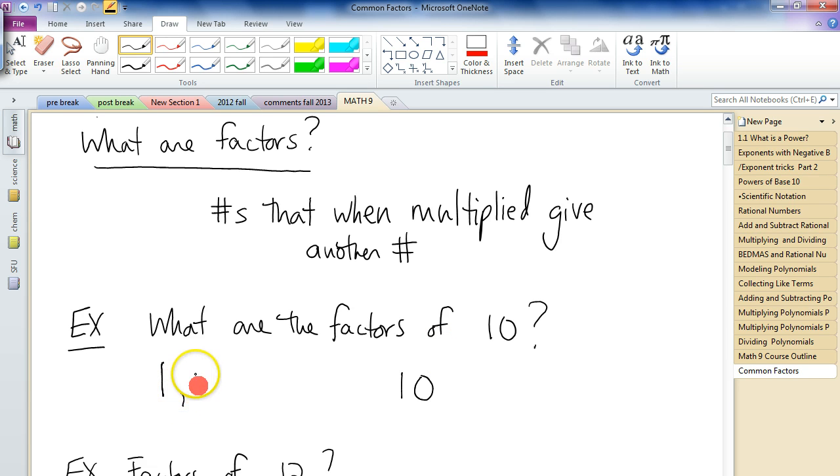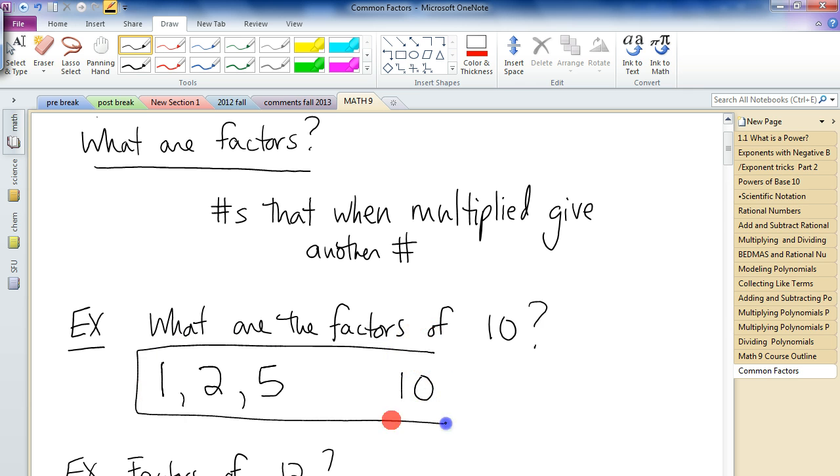Does 2 go into 10? Yes, it does. Does 3 go into 10? Nope. Does 4? Nope. Does 5? Yes, it does. 5 goes into 10. Does 6? Nope. Does 7? Nope. Does 8? No. Does 9? No. Does 10? Yes, it does. So these are the factors of 10: 1, 2, 5, and 10.